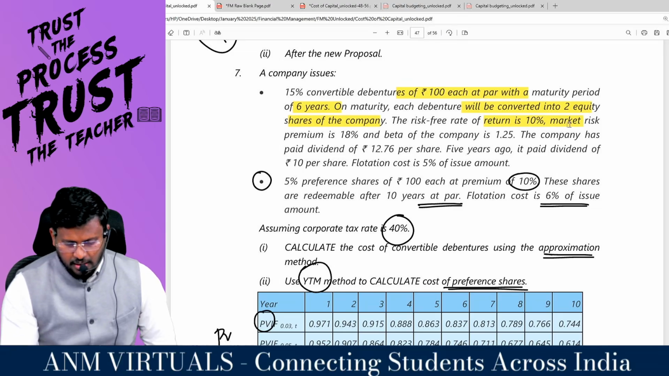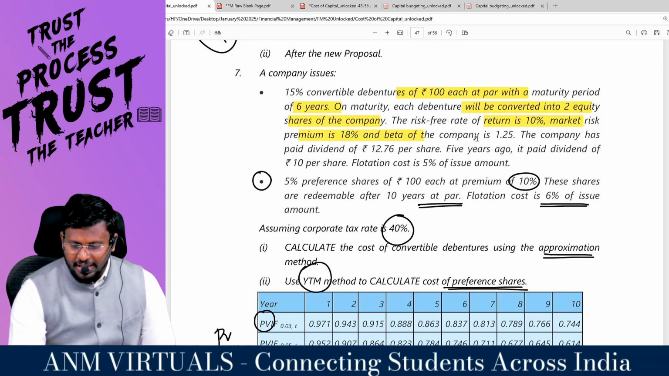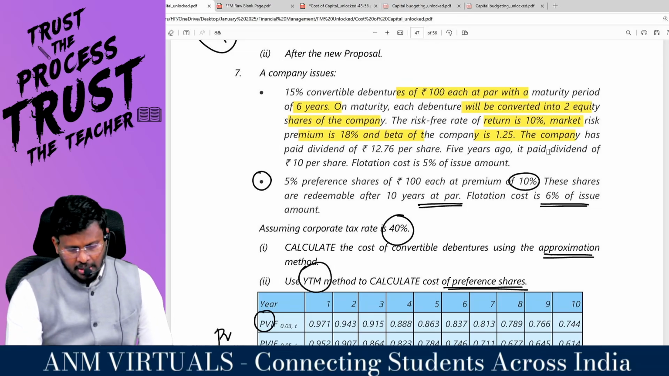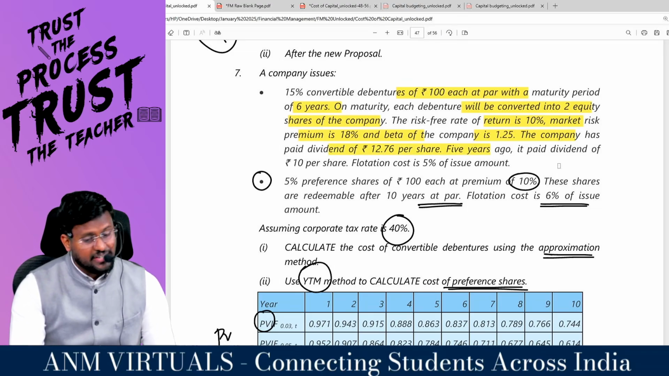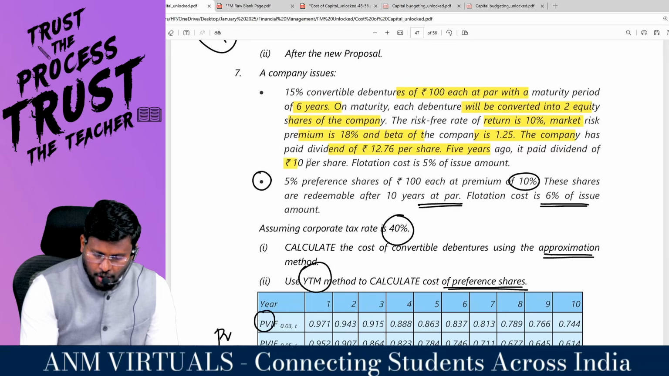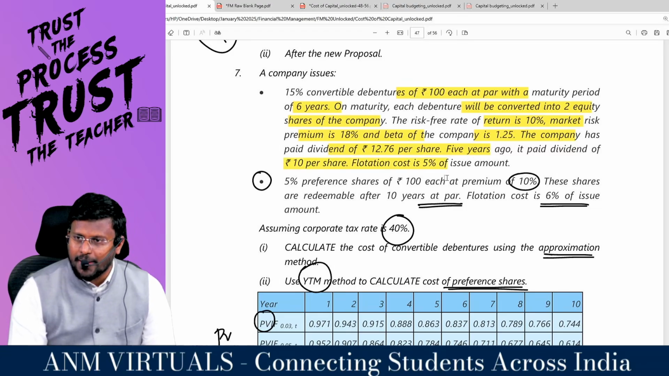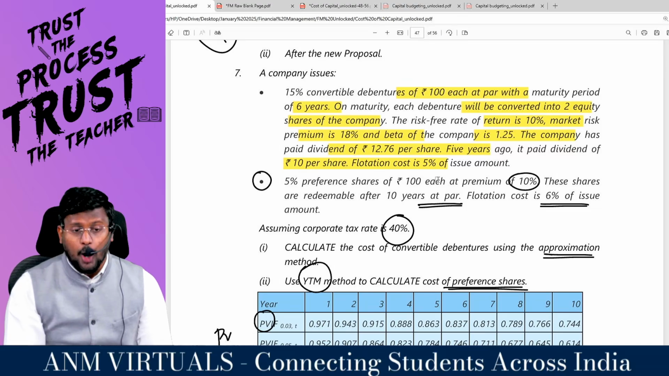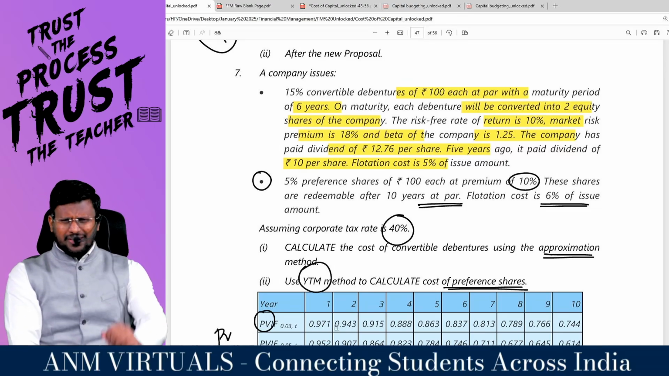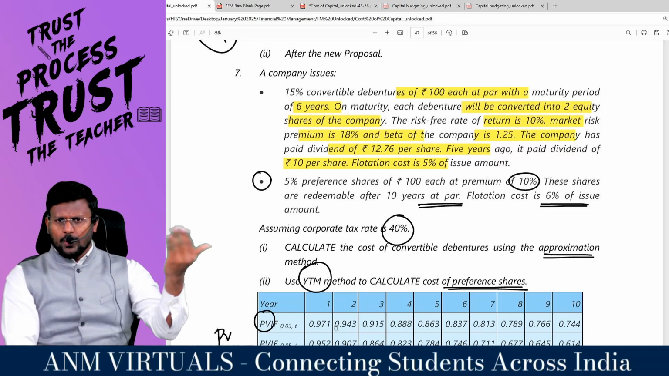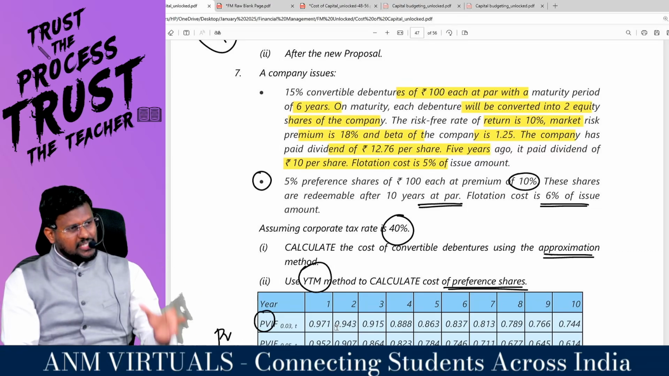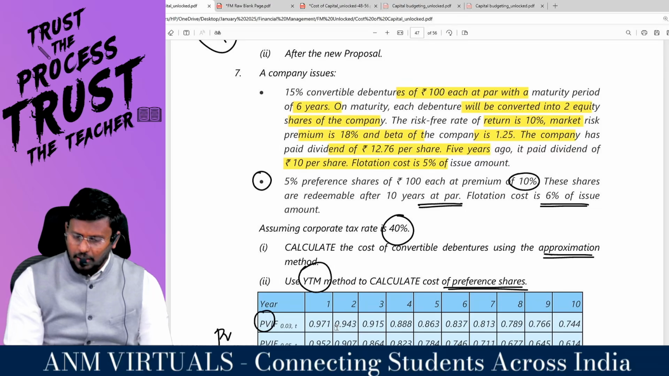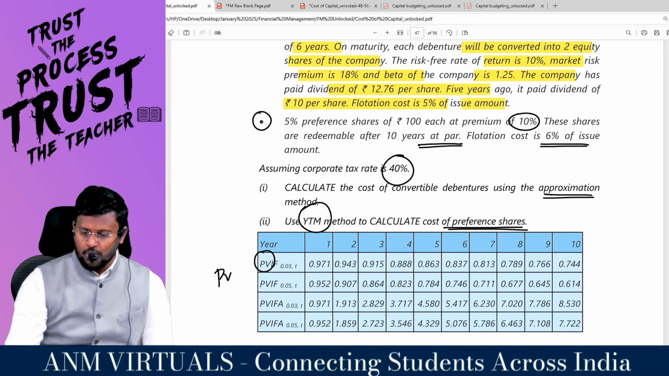The risk-free return is 10%, market premium is 18%, and beta is 1.25. By using that, you can find out RF plus beta into RM minus RF. Company has paid dividend of 12.76 per share. 5 years ago, it paid dividend of 10 per share. So you are having future value and present value. If you put future value divided by present value, you will get the compounding rate. 1 point something. You can go to the future value table. At what percent within 5 years it is reaching, you can find. You can say that growth rate is equal to 5%. Comfortable? And flotation cost is 5% of the issue amount.